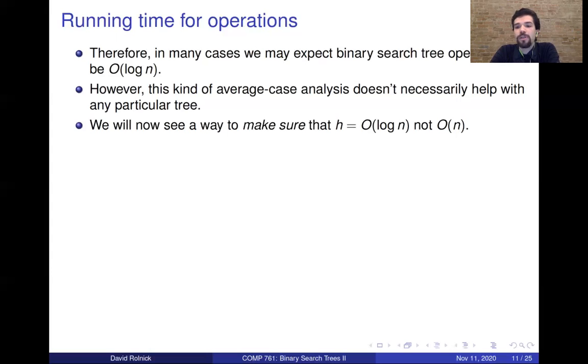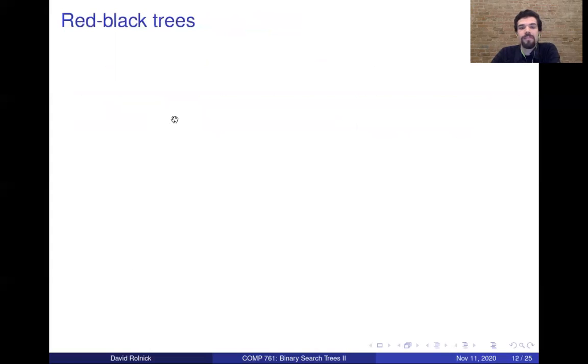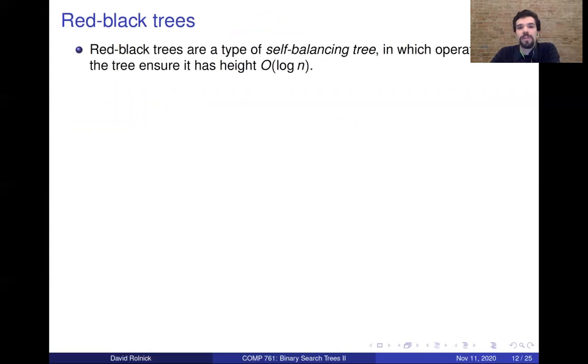Will we talk about binary tree rotations in this class? Yes, we will talk about binary tree rotations in this class, which are mentioned on the problem set. So there are various different ways to create a self-balancing tree. And a self-balancing tree is basically one where operations on the tree ensure that it has height O of log n.